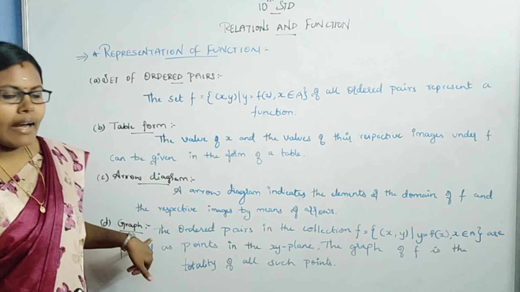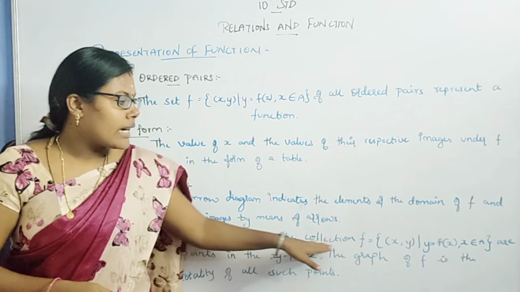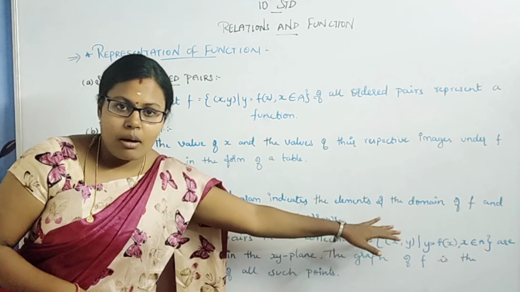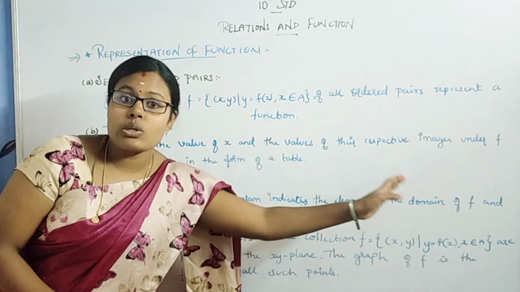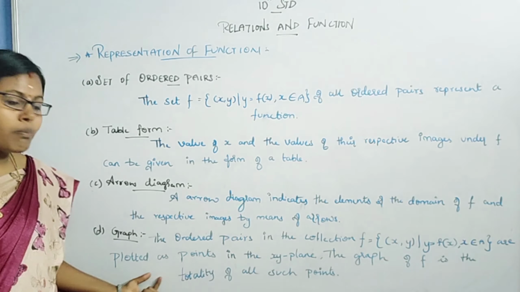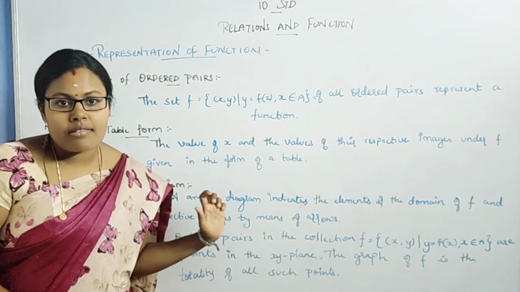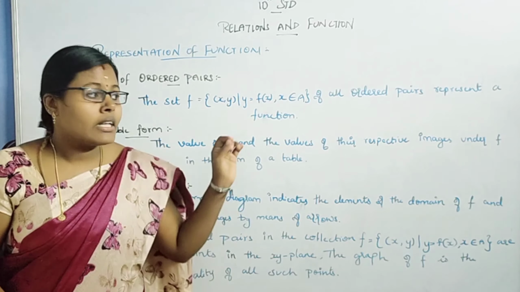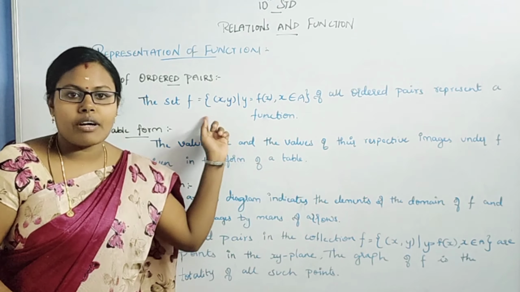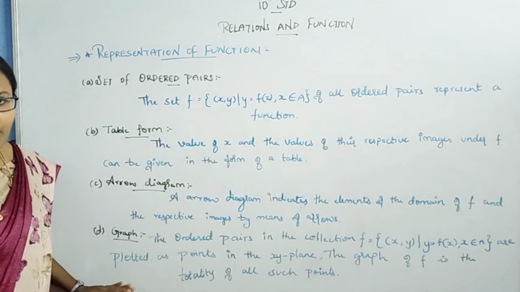So next is a graph. See, graph also you know. The ordered pairs in the collection of f is equal to {(x, y)}, where y is equal to f of x and x belongs to A. Okay, so all the points are plotted in the x and y plane. So you'll draw x axis and y axis, you'll substitute the value and find y value. Then x and y you'll plot in a graph and make a graph. So this is graph representation.